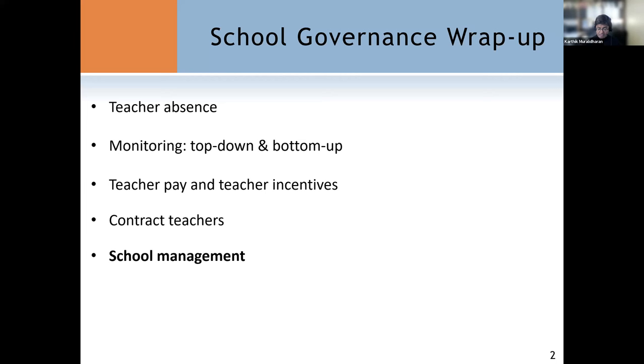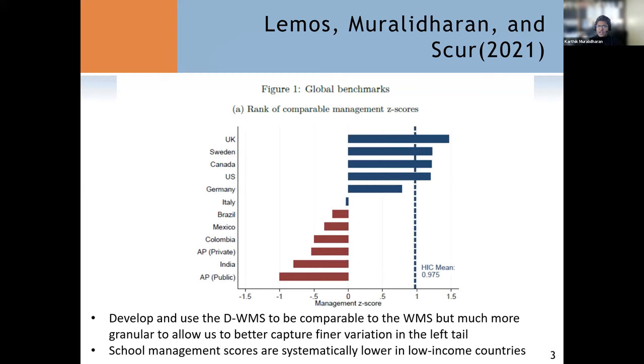And so we've got this recent paper with Renata Lemos and Daniela Skur, who worked closely over the years with Nick Bloom and John Van Reenen as part of their cross-country research agenda on measuring management practices. Okay, so this is called the WMS, which is the World Management Survey. And the World Management Survey was mainly designed in the context of manufacturing and other industries, and implemented mostly in higher income settings to begin with.